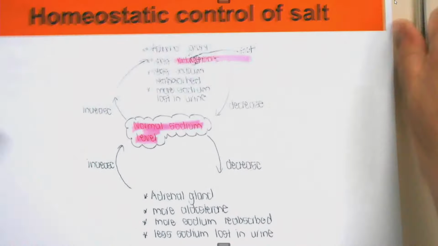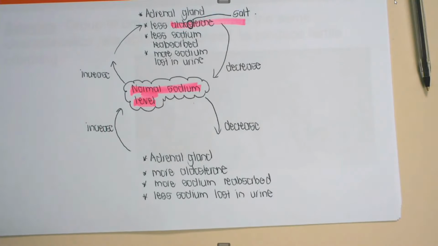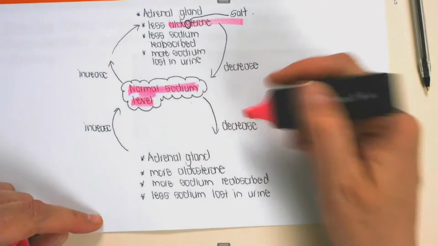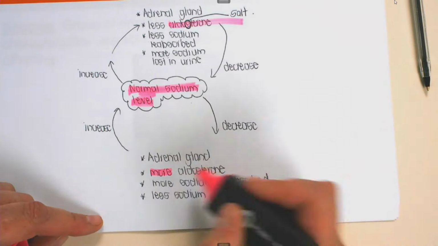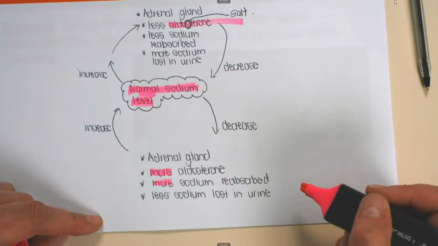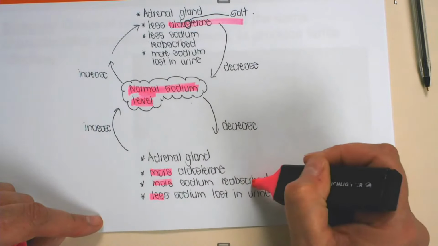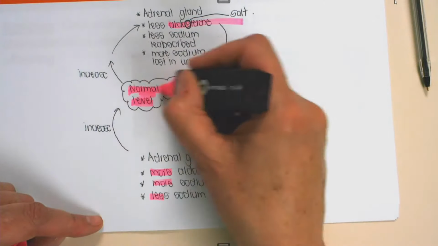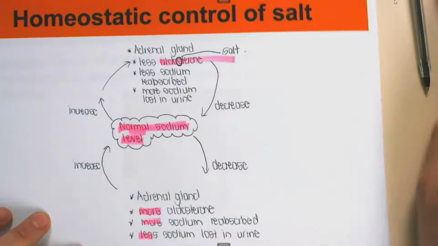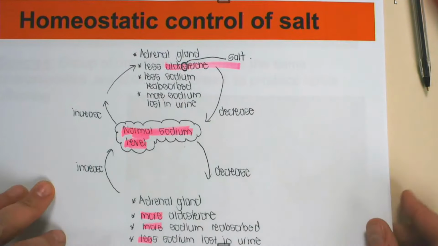Okay. The same on this side. When the sodium levels decrease below normal, the adrenal gland is going to secrete more aldosterone so that more sodium will be reabsorbed, less will go out through the urine, and because more is reabsorbed here, the salt levels will increase back to normal. Okay, homeostatic control of salt. Please study this. This is study work.